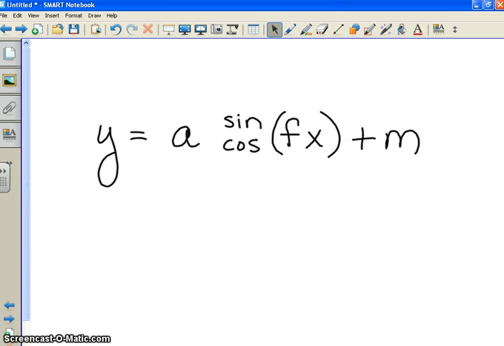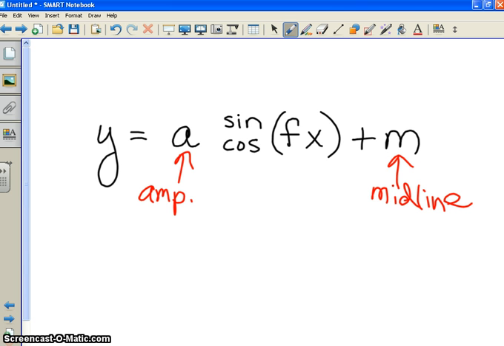And lastly, let's do a quick little talk about the equation of a wave. Good idea to always start with the midline, or the line of equilibrium. The A in the front is the amplitude, the depth, or the height of the wave. And the F is the frequency. How many waves happen between 0 and 2 pi, or 0 and 360 degrees.